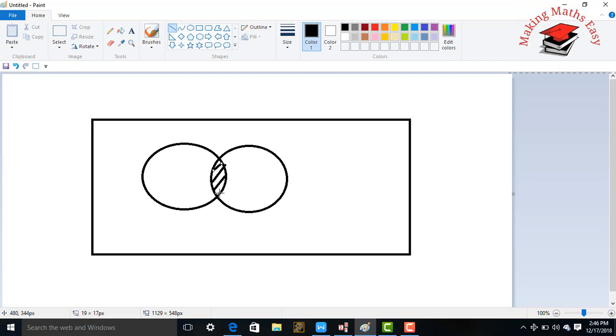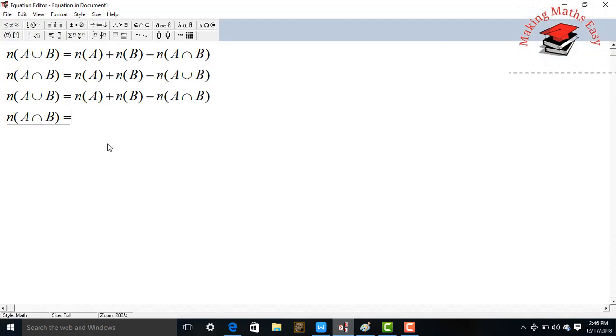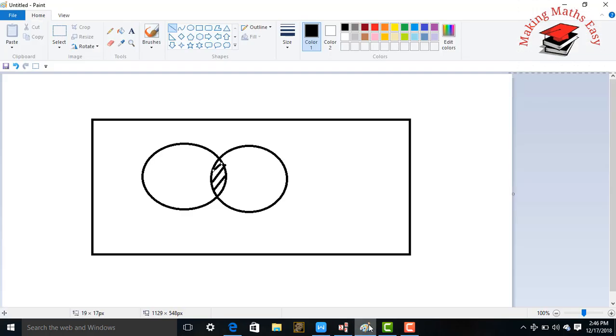Now, what is A union B? A union B is n of A plus n of B minus n of A intersection B. Similarly, what is n of A intersection B? N of A intersection B will be n of A, the whole circle, n of B, the other set, and when both intersect, we will subtract.